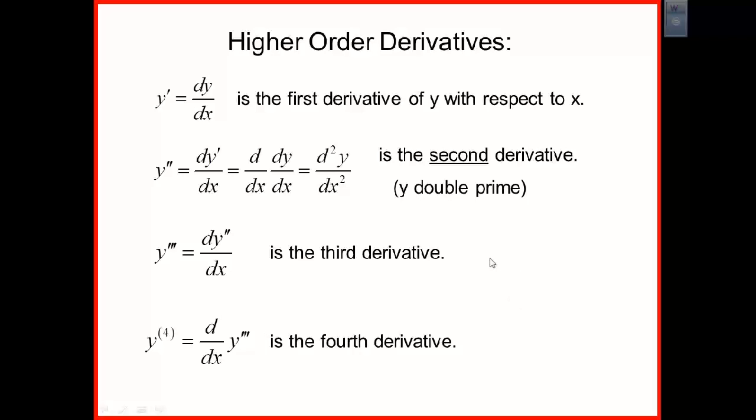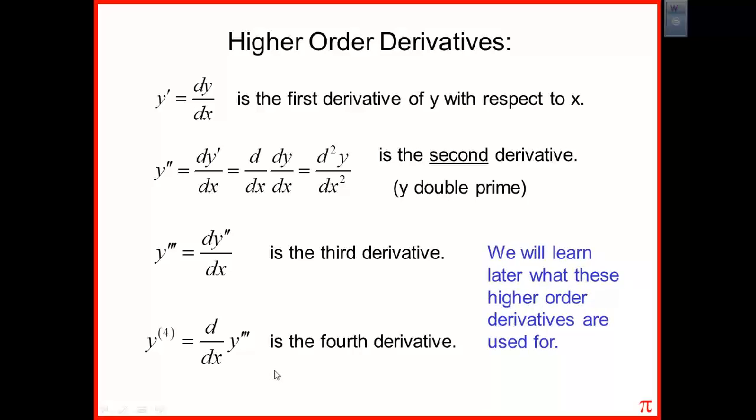Now, depending on what function you start off with, these different derivatives will have different meanings. We'll talk about position functions later, and if y is the position function, then y prime is the velocity, and y double prime is the acceleration. So we're going to learn things about how to apply these multiple derivatives. All right, so that's all of section 3.